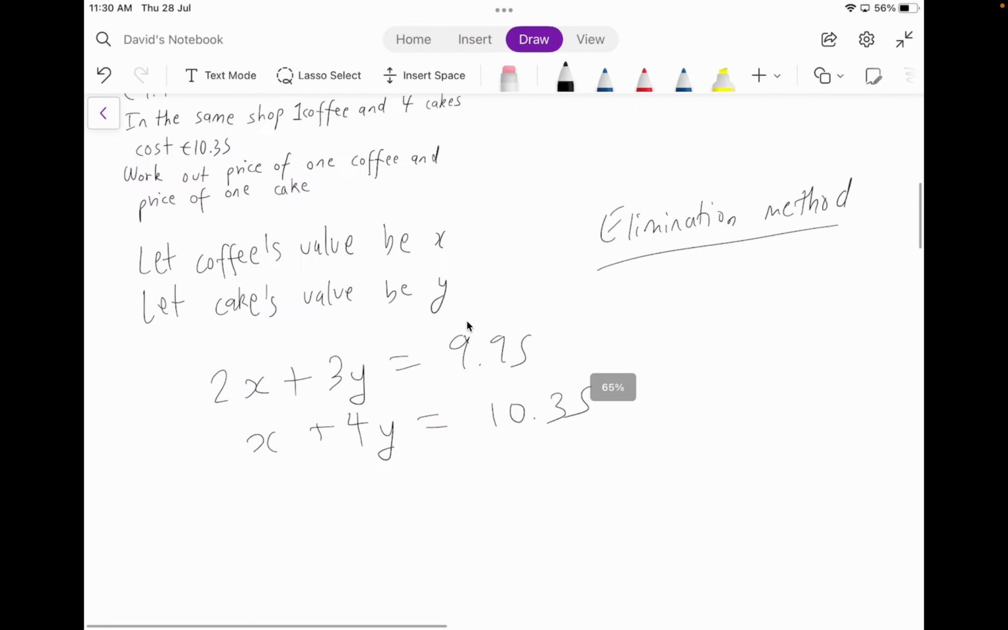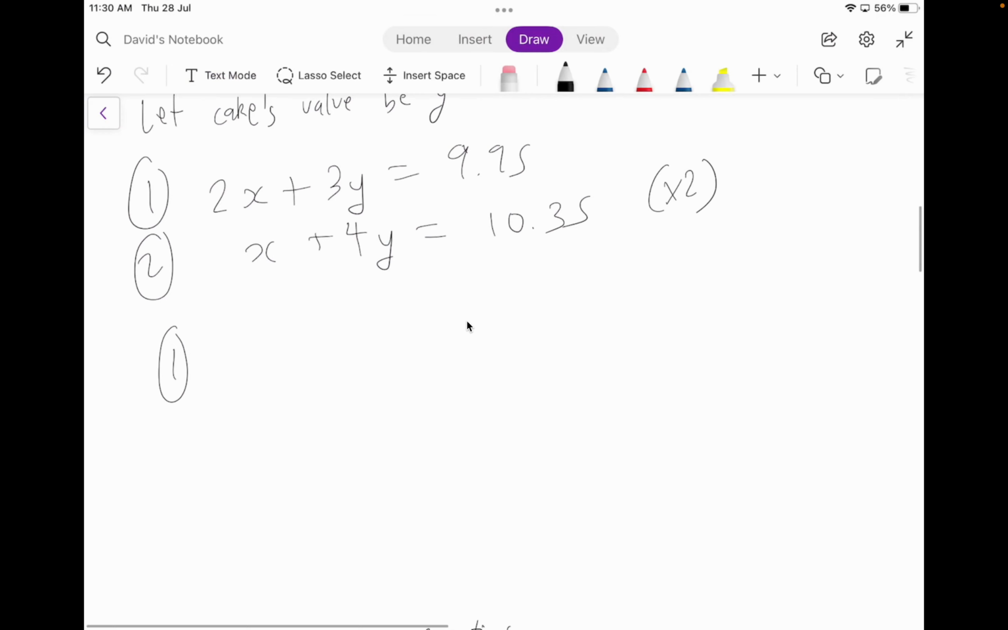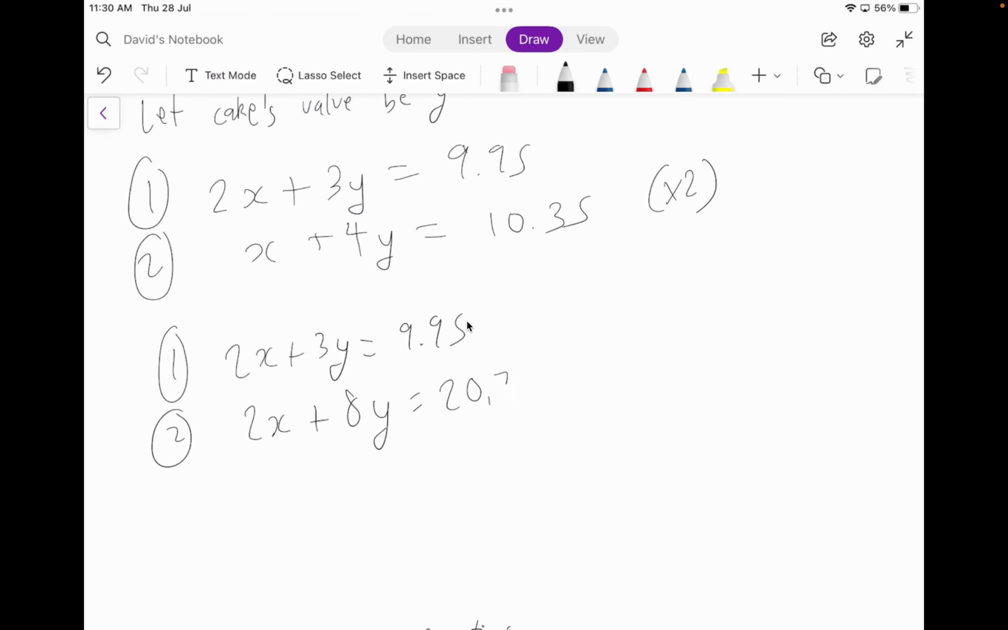For the elimination method, we're going to label these as 2 equations again, and multiply the second equation, everything, by 2, so that we can eliminate the coefficient of x. The first equation remains the same, but the second equation changes to 2x plus 4 times 2, which becomes 8y, is equal to 10.35 times 2, which, writing this in decimal, is 20.7.